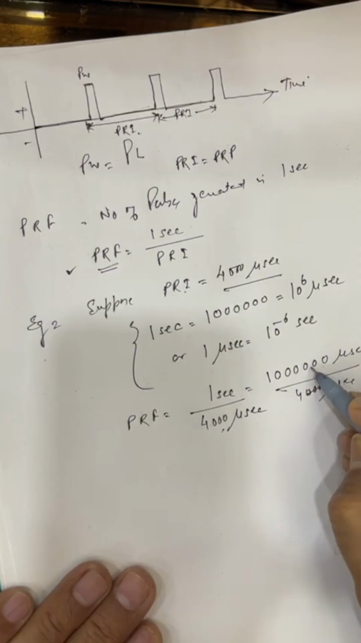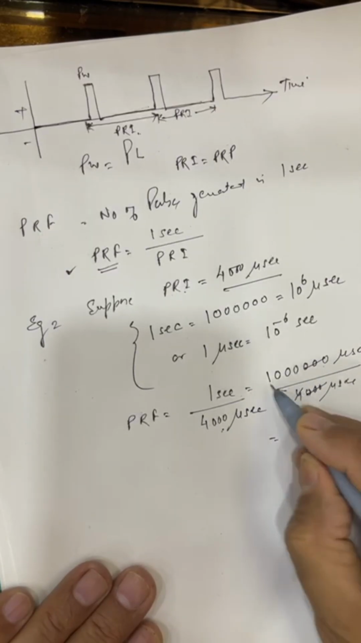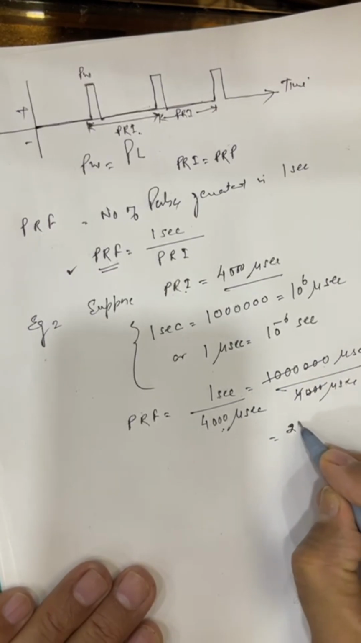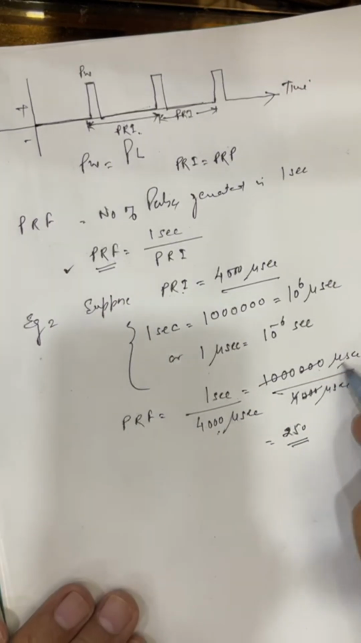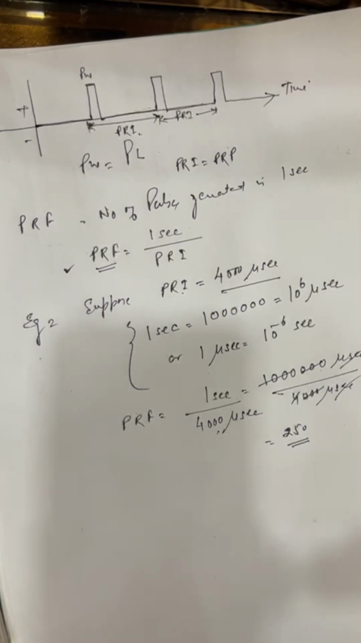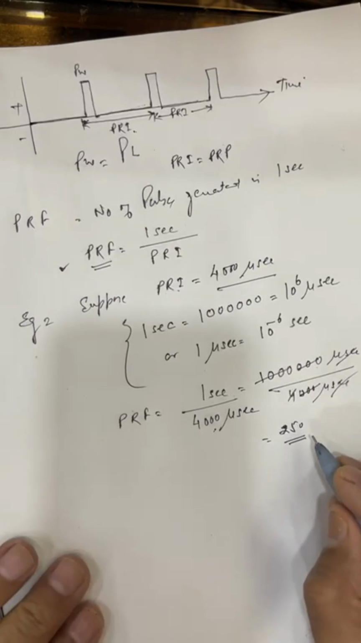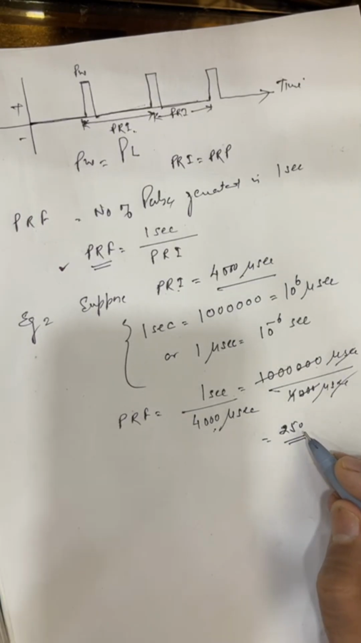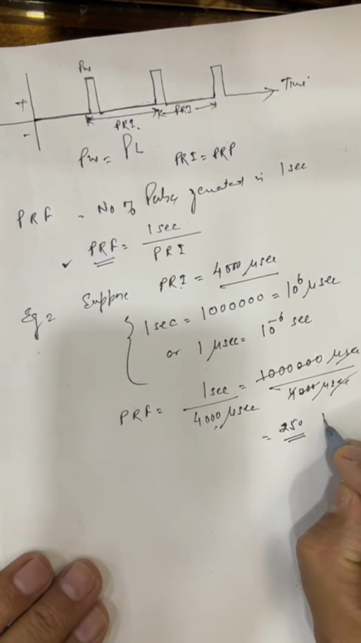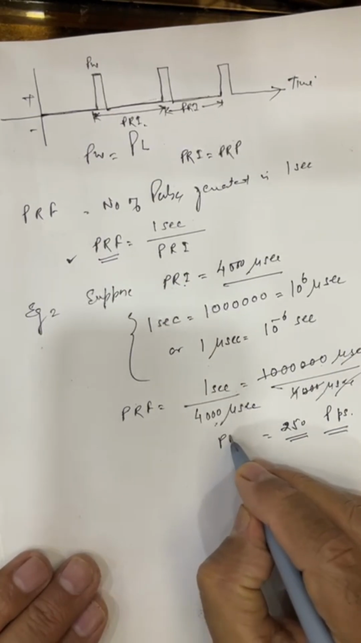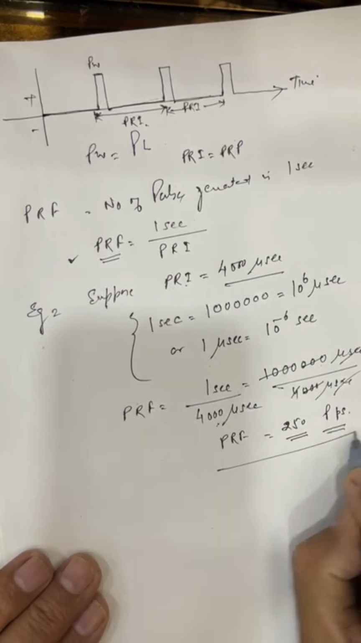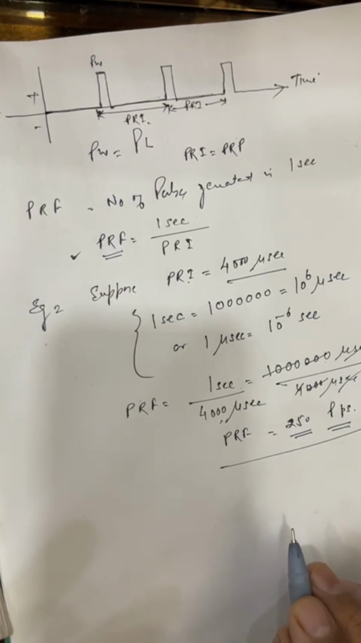Then the zeros cancel, and you get 250. What is 250? Because microsecond also cancels with microsecond. 250 is pulses per second. It means 250 pulses will generate in 1 second. So our PRF will be equal to 250 pulses per second. Okay.